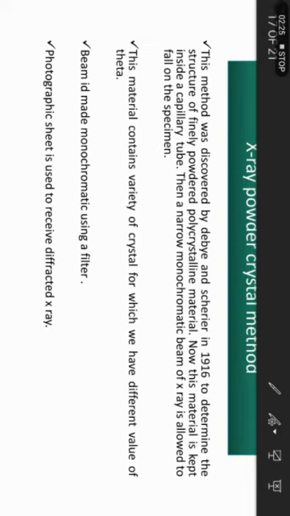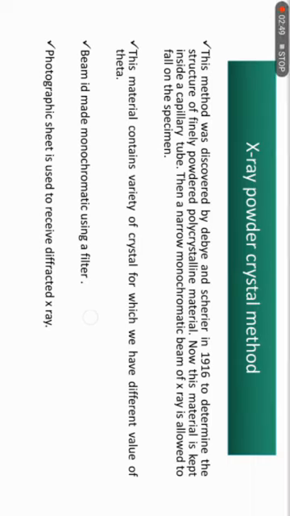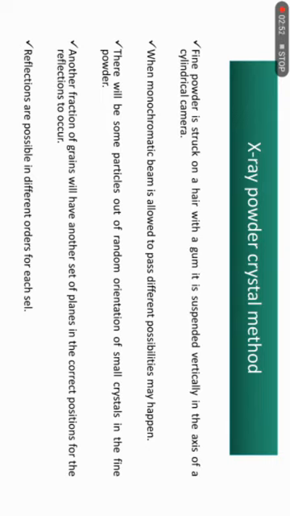Now this material is kept inside a capillary tube, then a narrow monochromatic beam, made monochromatic using filters of X-rays, is allowed to fall on the specimen. This material contains a variety of crystals for which we have different values of theta. A photographic sheet is used to receive the diffracted X-rays. Fine powder is stuck on with gum. It is suspended vertically in the axis of a cylindrical camera. The cylindrical camera, as I told you, is the thin sheet which we are setting up.